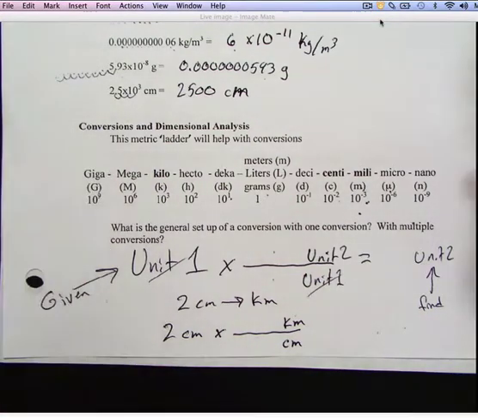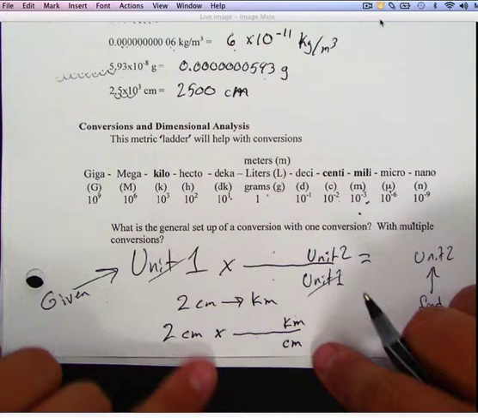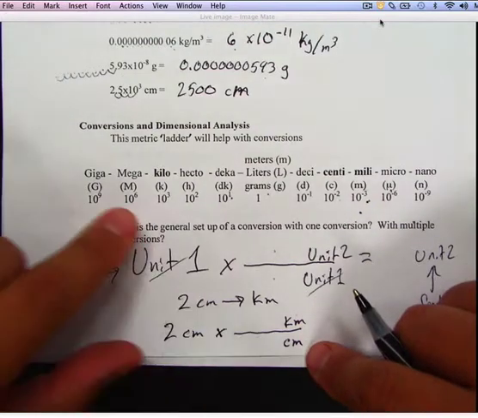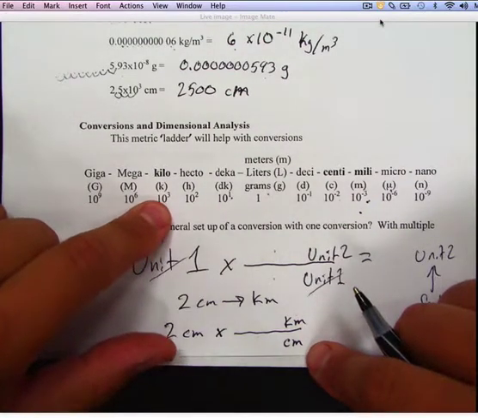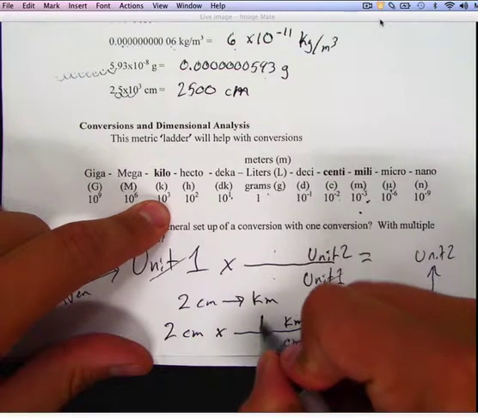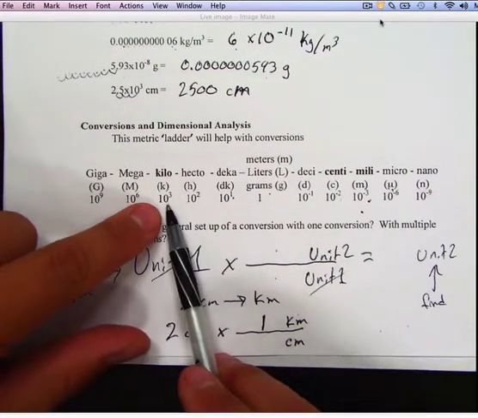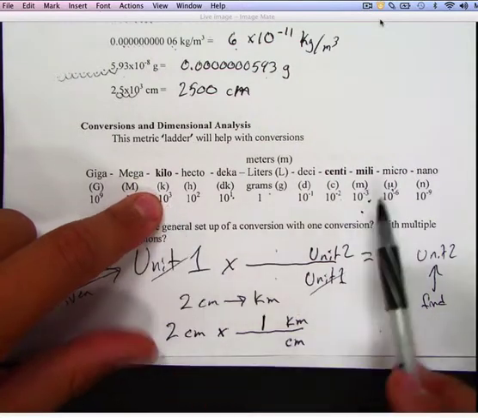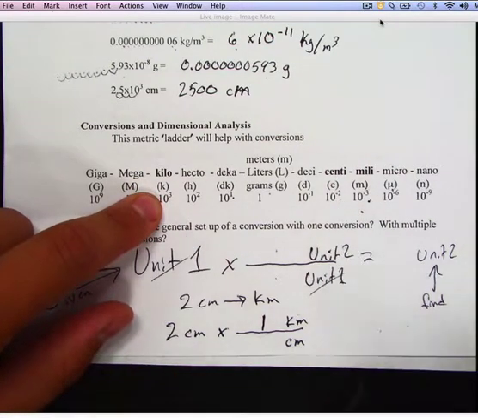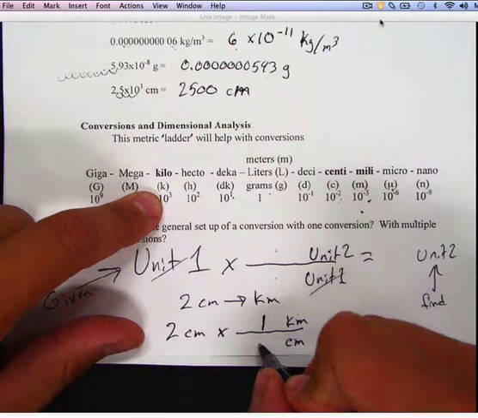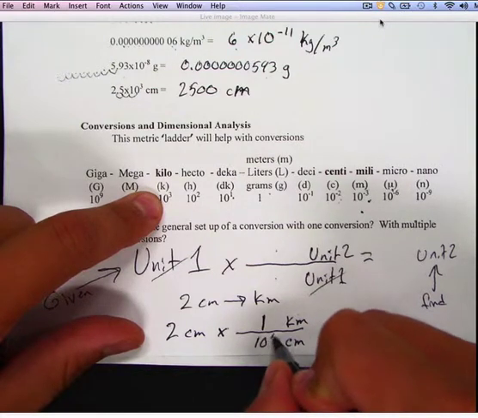And this is where the metric ladder comes in handy. Which one's the bigger unit, kilometers or centimeters? And you would say it's kilometers because it's further to the left on the ladder. So that's where I put a 1. You always put a 1 with the bigger units. And then I figure out the difference by looking at the exponents. So this is 10 to the third, this is 10 to the negative second, a difference of 5. So because metric is based off powers of 10, it's 10 to the fifth.